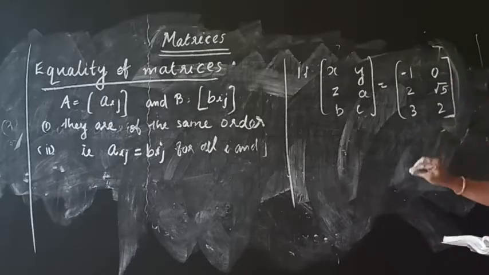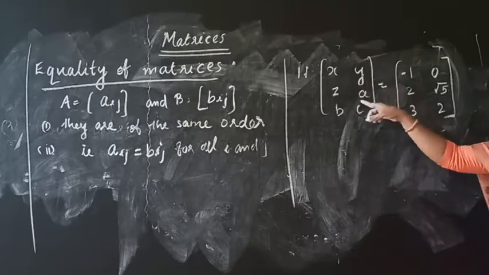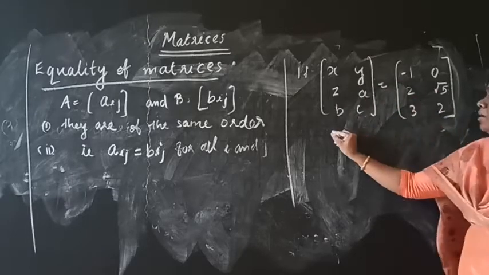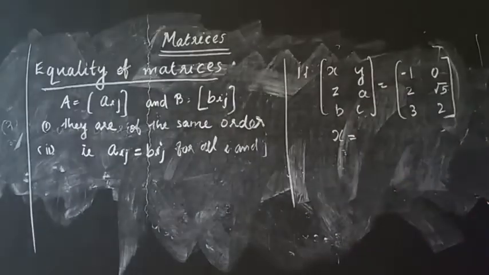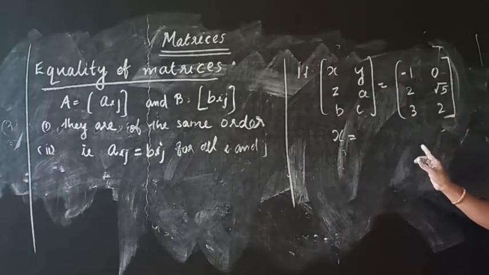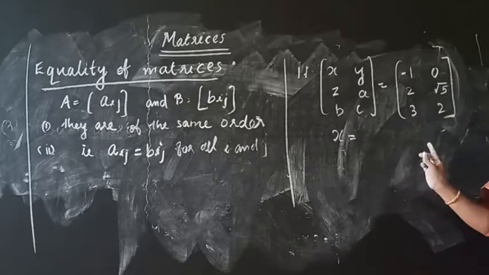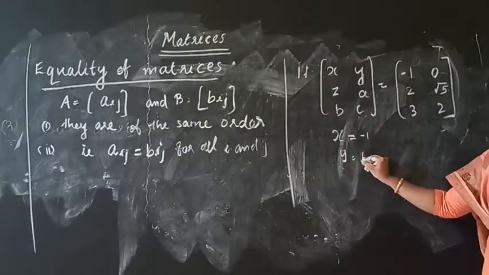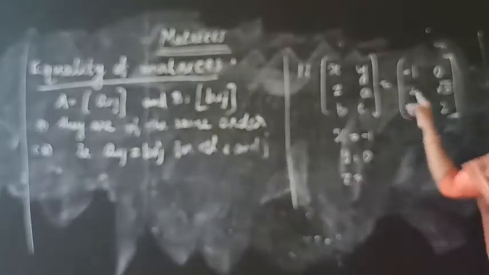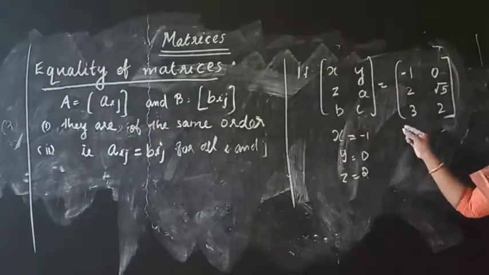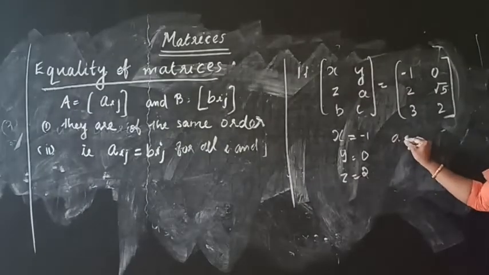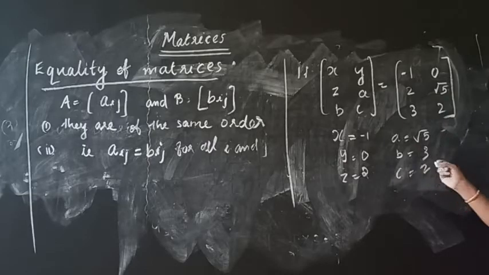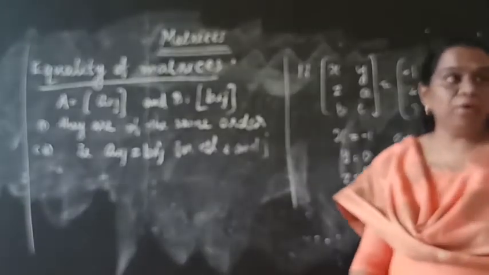If these two matrices are equal, what will be X? They must be the same. X is equal to -1 and Y is equal to 0. Z, what is Z? Z is equal to 2. A is √5, B is 3 and C is 2. So I hope you understood this.